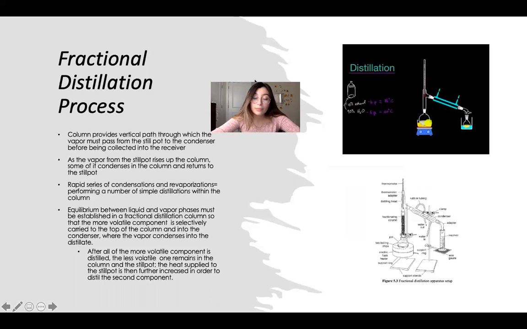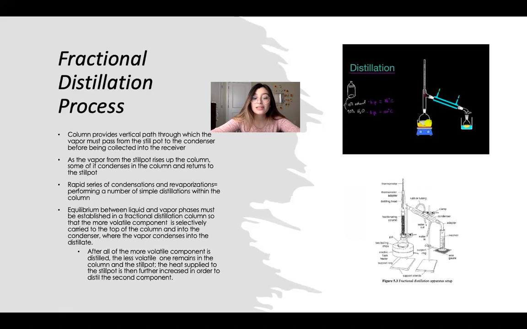Equilibrium between liquid and vapor phases must be established in a fractional distillation column so that the more volatile component is selectively carried to the top of the column and into the condenser, where the vapor condenses into the distillate. After all of the more volatile component is distilled, the less volatile one remains in the still pot.